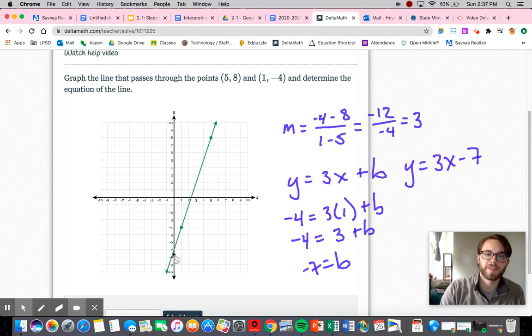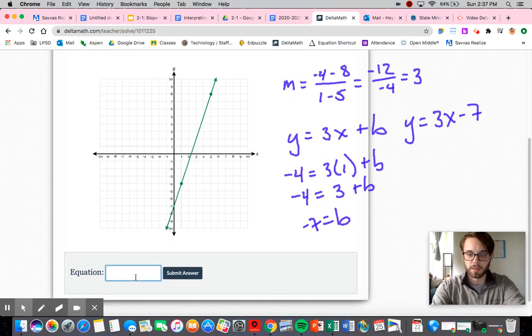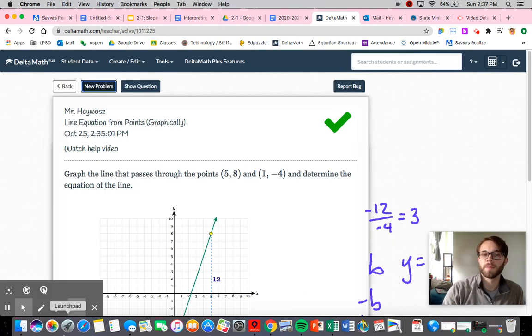Now you can see just from the fact that we've graphed it, you can see we would have gone through -7. We go up 1, 2, 3 over 1. So that looks like our slope is good. So let's just check it to be certain. 3x minus 7. All right, plug it in, and we're all good.